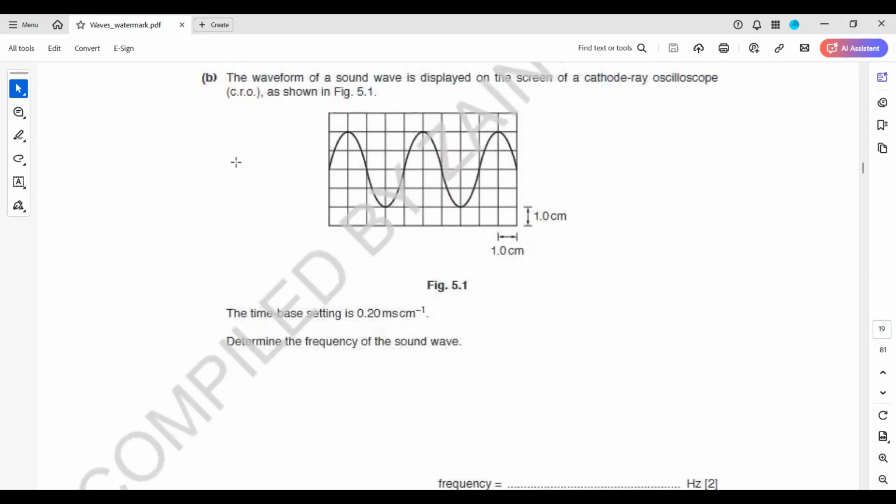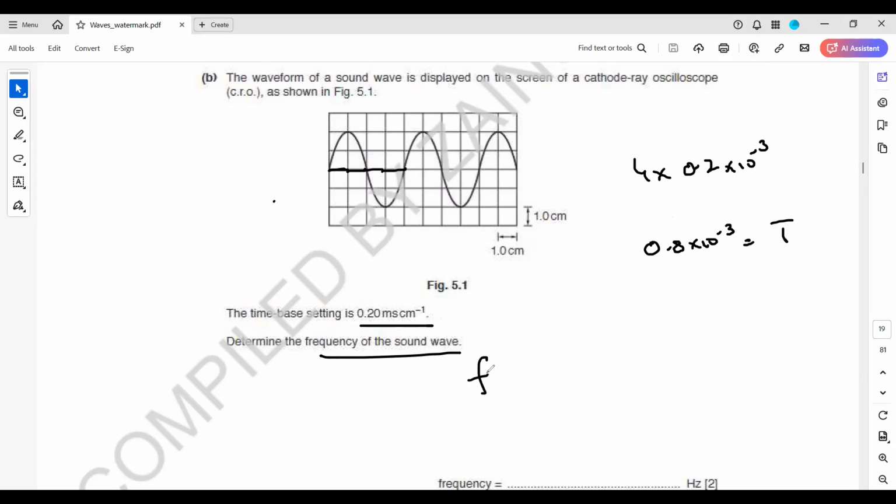Then, a waveform of a sound is displayed on the screen of a CRO. The time base is 0.2 milliseconds per centimeter, which means one box is equivalent to 0.2 milliseconds. Determine the frequency. So 1, 2, 3, 4 boxes are there. So 4 multiplied by 0.2 milliseconds, 10 to the power minus 3, will be equal to 0.8 times 10 to the power minus 3. That is the time period.